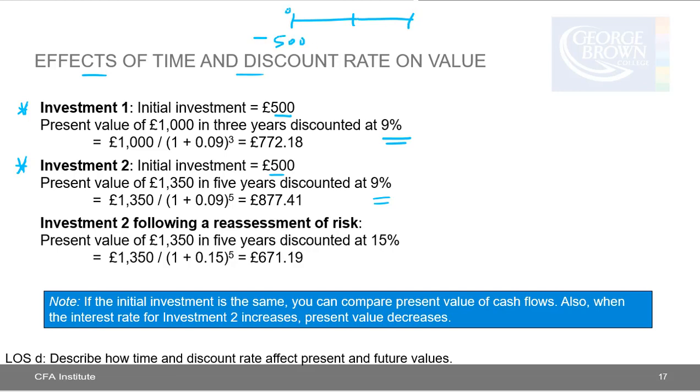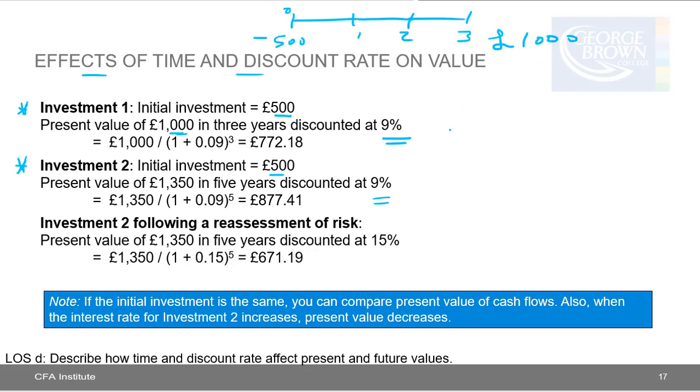We call this time 0. And you're going to get 1,000 pounds in 3 years, okay? So here's year 1, there's year 2, there's year 3. At the end of 3 years, you're going to receive 1,000 pounds, okay?